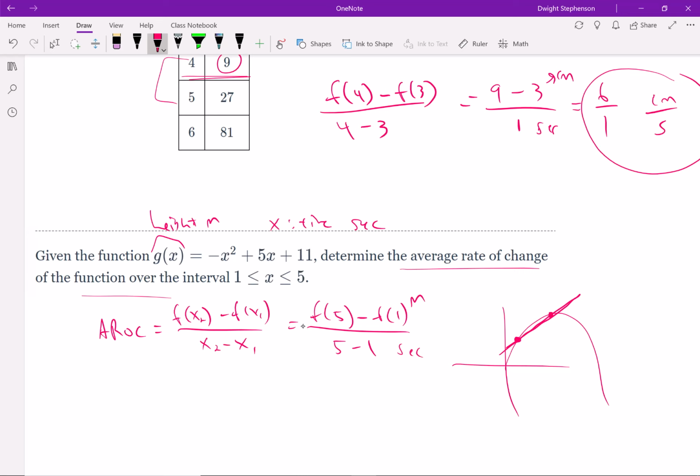In order to figure out f of 5, I need to plug in 5 up here, right? So I plug in 5. That's going to be negative 25 plus 25, which is 0, plus 11. So we're getting 11 here. Minus f of 1 would be plugging in 1 here. I get negative 1 plus 5 is 4, plus 11 is 15, and then 5 minus 1 is 4, and so I get negative 4 over 4, which equals negative 1, and again, if I had the units, it'd be negative 1 meters per second, right?